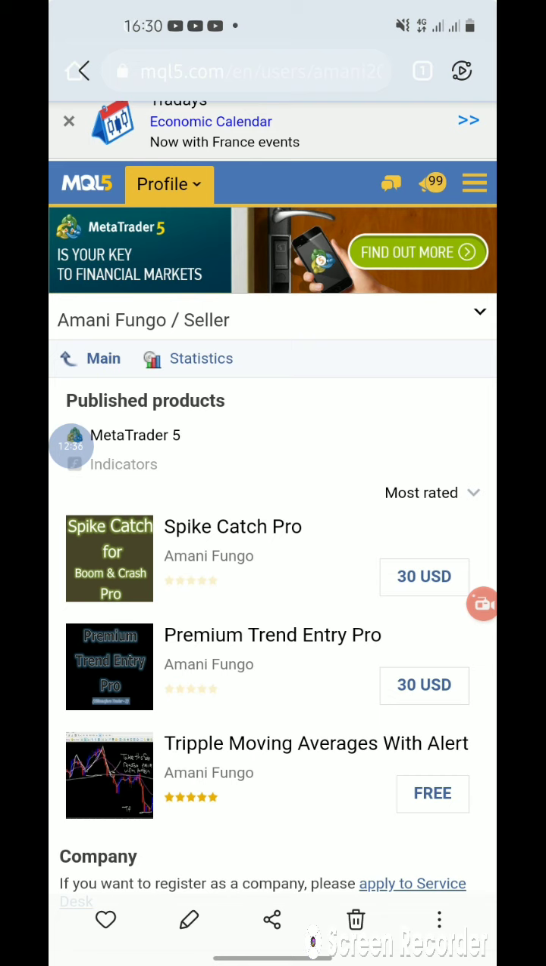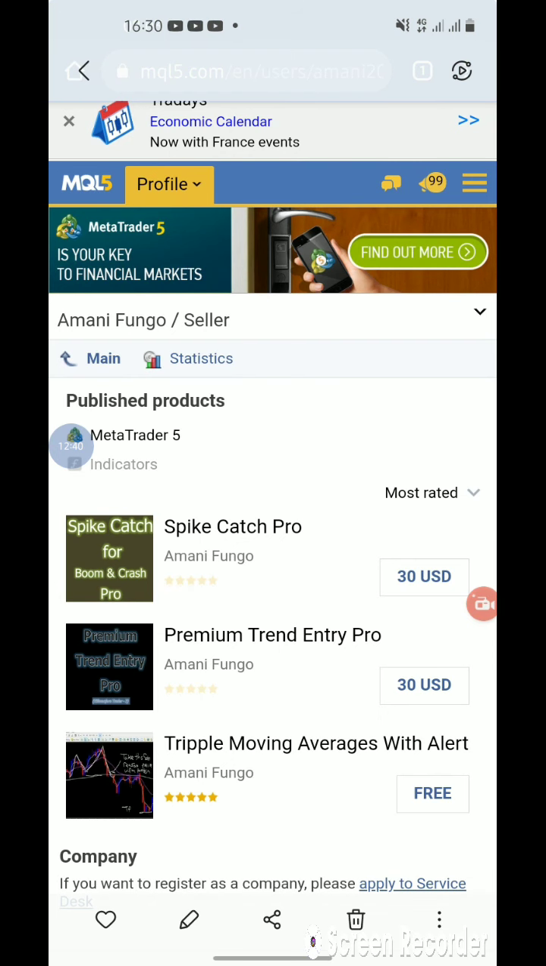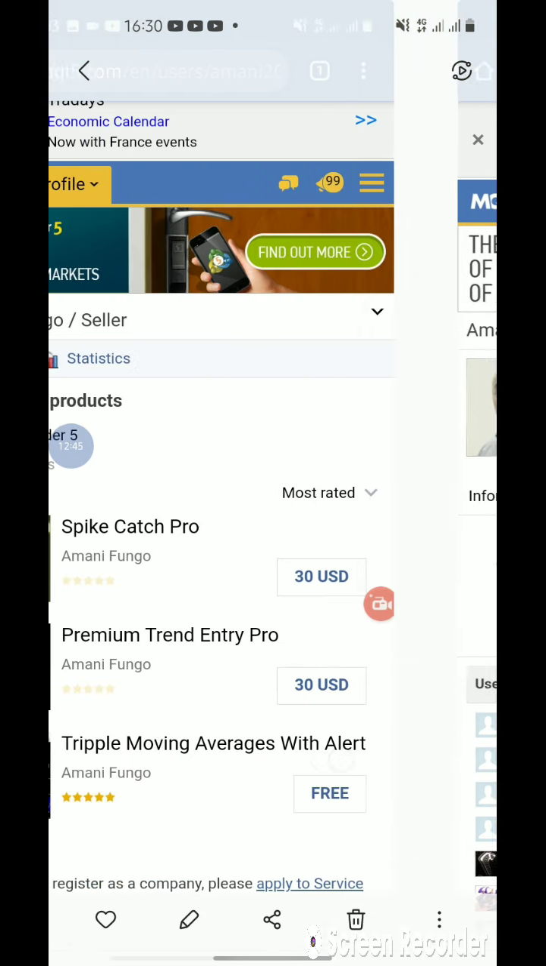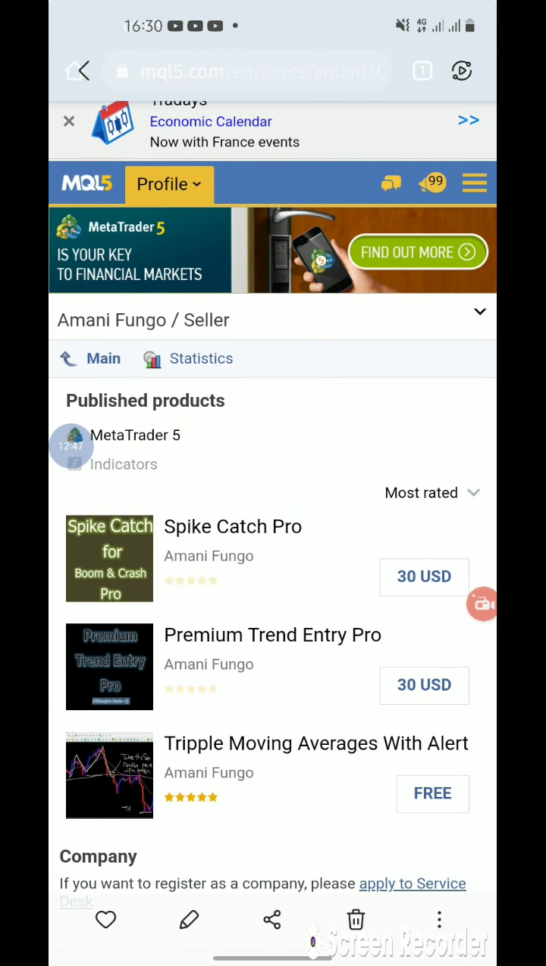It might not be profitable sometimes because people don't take time to learn. It's important that we familiarize ourselves. The thing is a tool to be used, and this one, the triple moving average, is free. Just go there, use it.